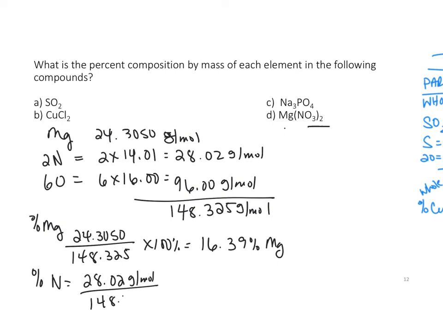divided by 148.325 grams per mole times 100%. 28.02 divided by 148.325 times 100. 18.89% belongs to nitrogen. We can add that up with the 16.39 and subtract that from 100, and then we get the percent of oxygen is 64.72%.